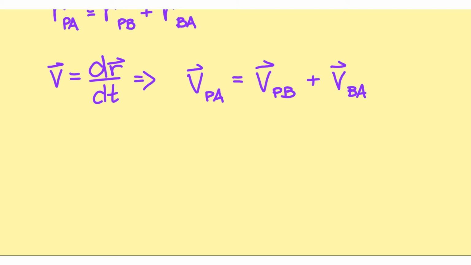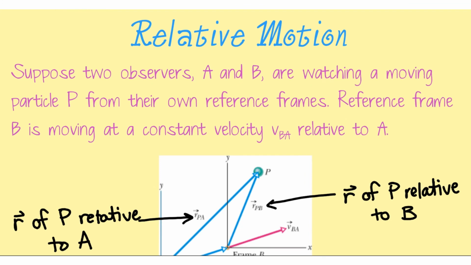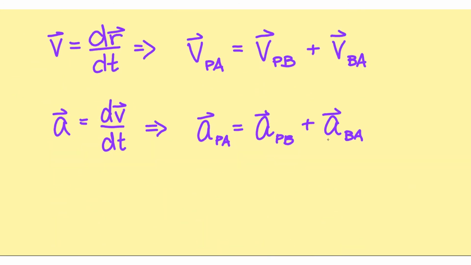One other thing to point out is that I could calculate accelerations as well. Acceleration is the derivative of velocity, meaning that the acceleration of my object relative to reference frame A is the acceleration of my object relative to reference frame B plus the acceleration of reference frame B relative to A. But I want to point something out. From the start of this video, it says that reference frame B is moving at a constant velocity. We know constant velocity means acceleration is 0.